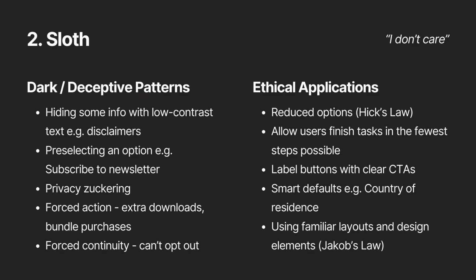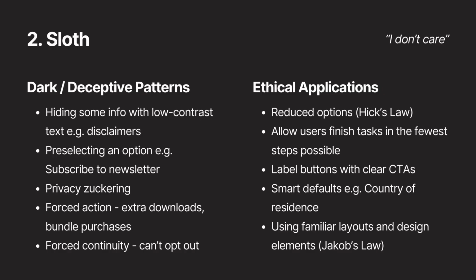The next one is forced continuity. That is, you can't opt out. Now, here are some good ways that you can appeal to people's sloth. Number one is to reduce options. Reducing options for users means that they get to make decisions quickly, and that's an application of Hick's law.